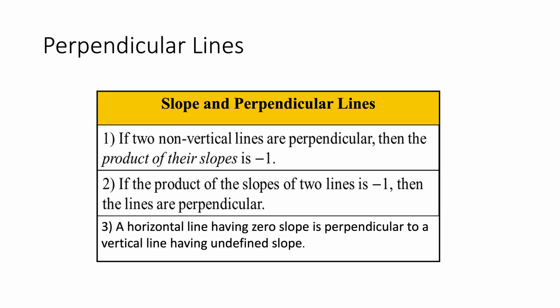Number two, if the product of the slopes of the two lines is -1, then the lines are perpendicular. So you'll notice this is a very logic-oriented thing. It's saying that this is definitional. Basically, if the lines are perpendicular, the slopes multiply out to -1. And if the slopes multiply out to -1, then they're perpendicular. In other words, it cuts both ways.